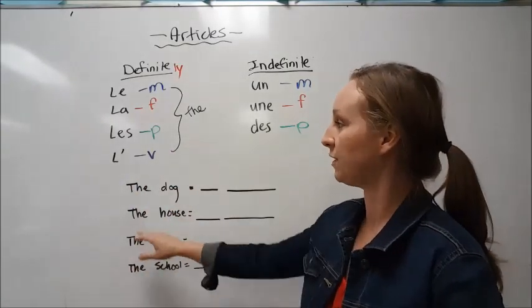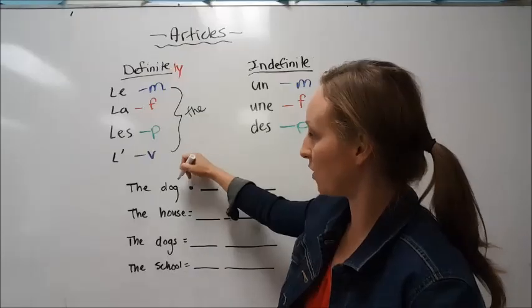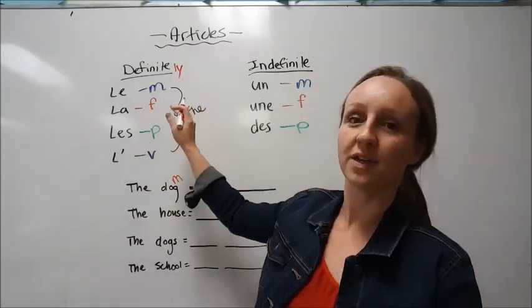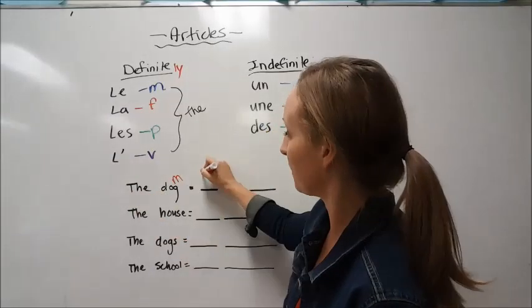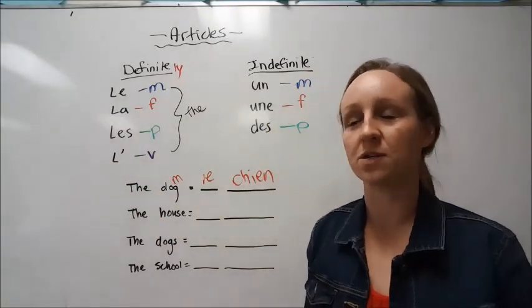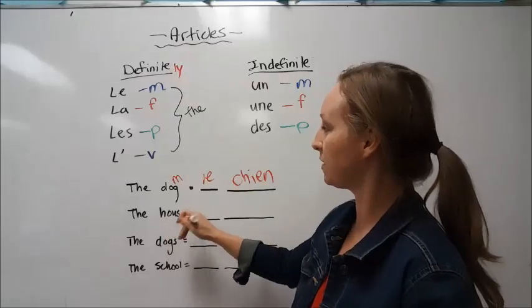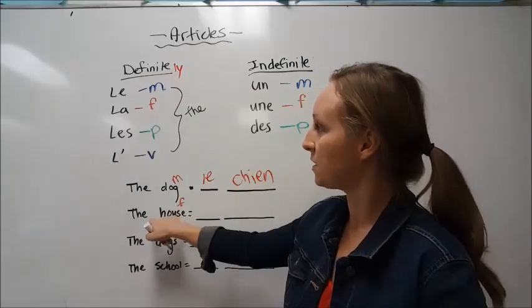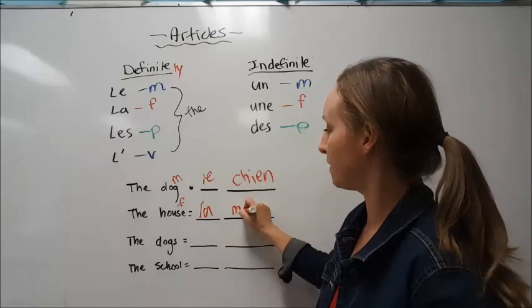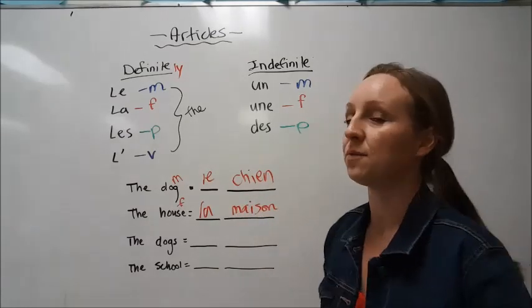So for example, if we have the dog, we know that dog happens to be masculine. So we just look over here for the word the that is masculine, which is right here, which is le. So we're going to write in le. We're going to look up the word dog, which is chien, and then we're done. Not so bad. Same with the word house. House happens to be feminine. So we have to find the feminine word for the word the, which is going to be la. House is maison. And then we're done.